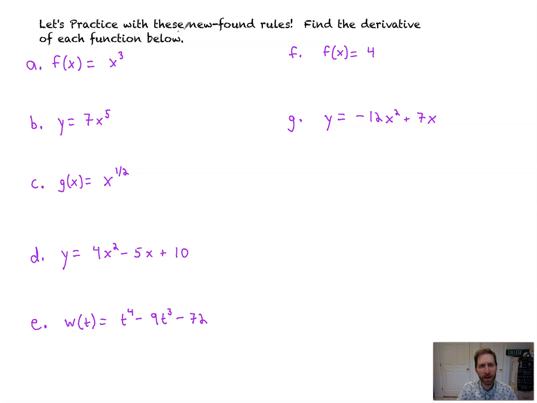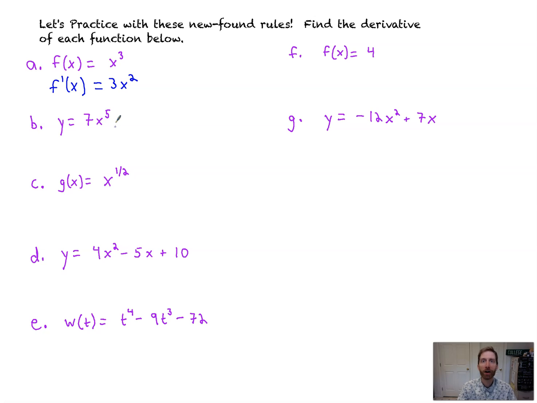So this says let's practice with these newfound rules. Find the derivative of each function below. Remember, the derivative is still the function that gives you the slope of the original function at any x value. It's just we're taking a lot less time to do it. So we want f prime of x, in other words. So f prime of x is equal to, we multiply by 3, so that's going to be 3x, and subtract 1, squared. Power down, 3 comes out front, and subtract 1.